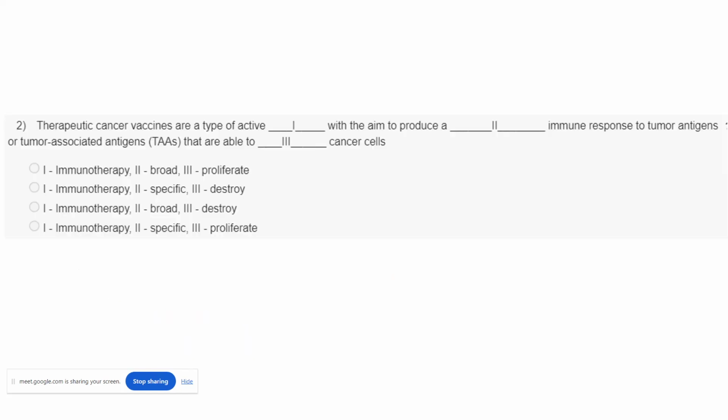Okay, we have the next question. You have to fill in the blanks with the correct option. Therapeutic cancer vaccines are a type of active dash with the aim to produce dash immune response to tumor antigens or tumor associated antigens that are able to dash cancer cells.